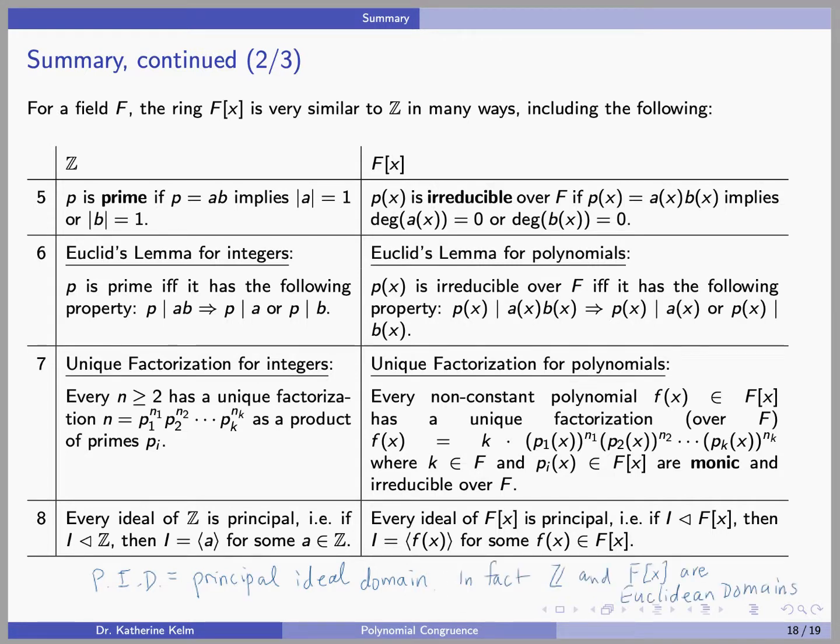Being a Euclidean domain is a very restrictive criterion. Only some very special rings are Euclidean domains, which accounts for all of the similarities that polynomial rings share with the integers. It all stems from them both being Euclidean domains. This vocabulary of principal ideal domains and Euclidean domains is not commonly emphasized in undergraduate abstract algebra. But if you are interested in learning more about these structures, you can look elsewhere for more information.